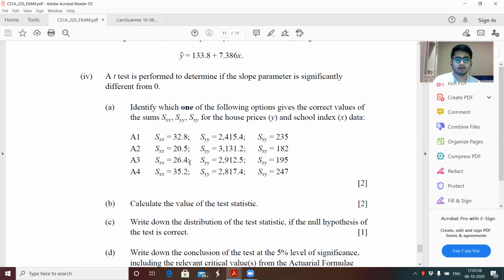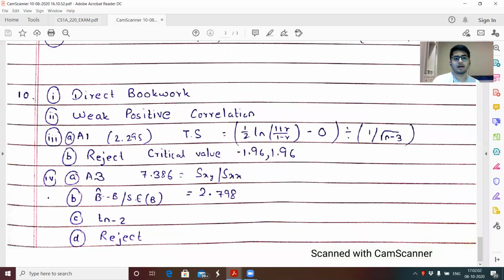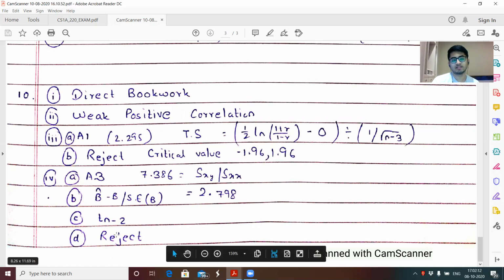For the next part, calculate the value of the test statistic. We have beta hat minus beta by standard error of beta. This was coming out to be 2.798. The distribution which I use is nothing but t n minus 2, and we would be rejecting as this is coming out to be greater than the critical values.